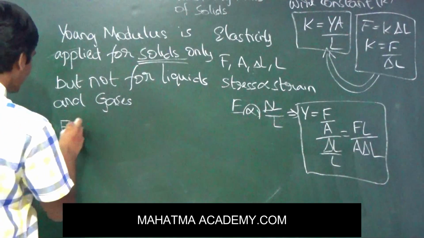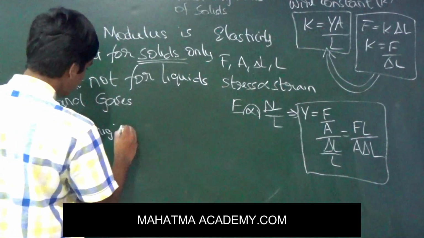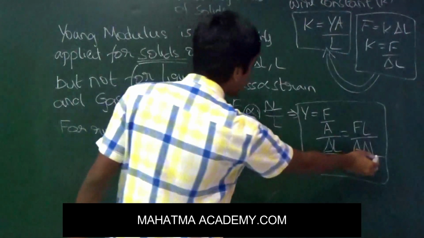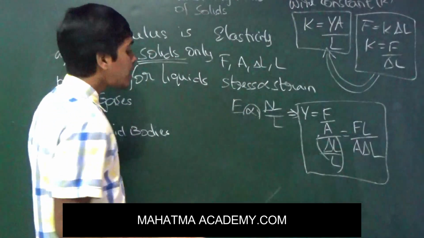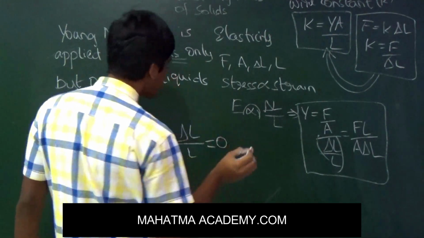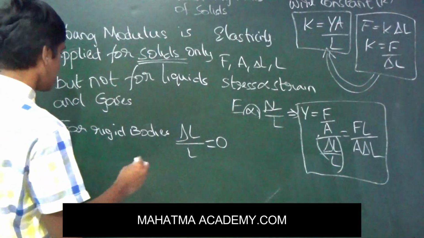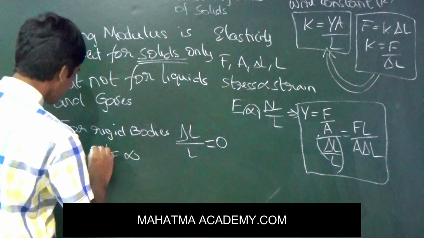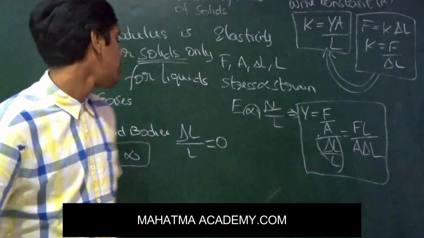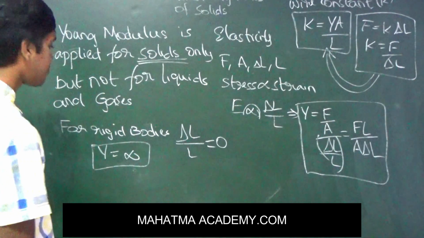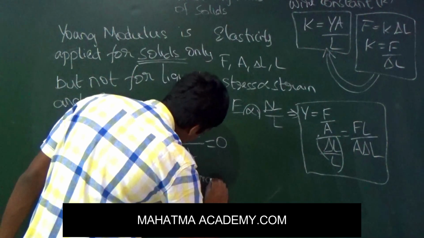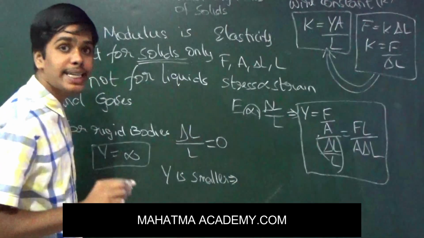Now, for rigid bodies, what is the value? Calculate from this. It can't elongate. So, for rigid bodies, delta L by L is 0. So, Y is infinite. So, we can't apply. The Young's modulus is infinite for rigid bodies. Y is smaller for ductile substances.